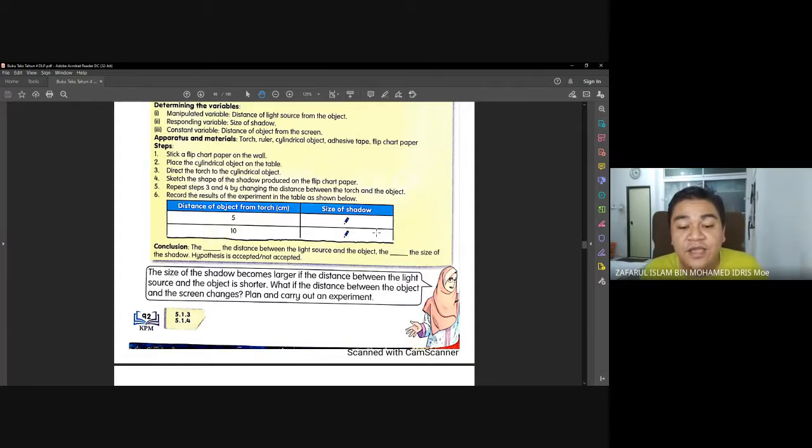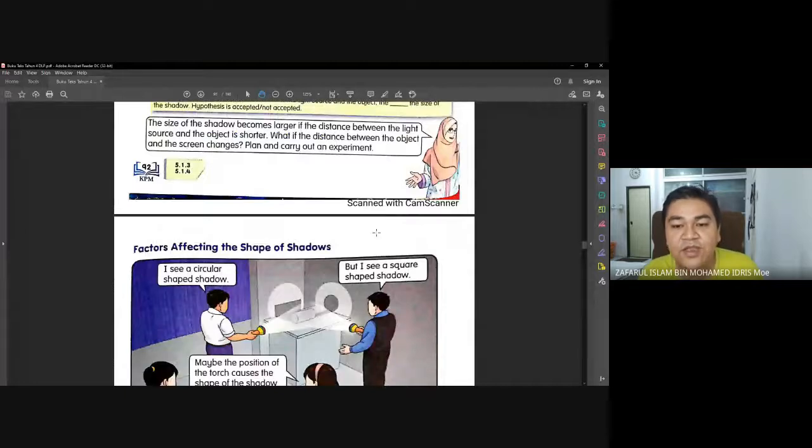So awak ingat, kalau jarak antara sumber cahaya, katalah torchlight, dengan objek dekat, the size of the shadow will become larger or bigger, besar. Lebih besar. Kalau the distance between the light source and object is longer, lebih jauh, okay, the shadow will become smaller. Dia akan menjadi kecil. Okay, so itu tadi jarak.